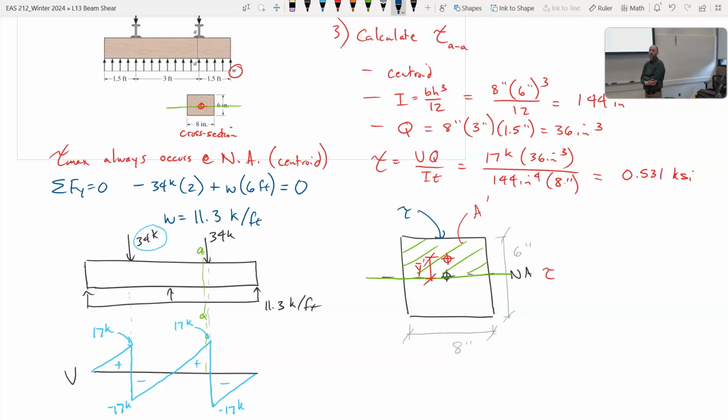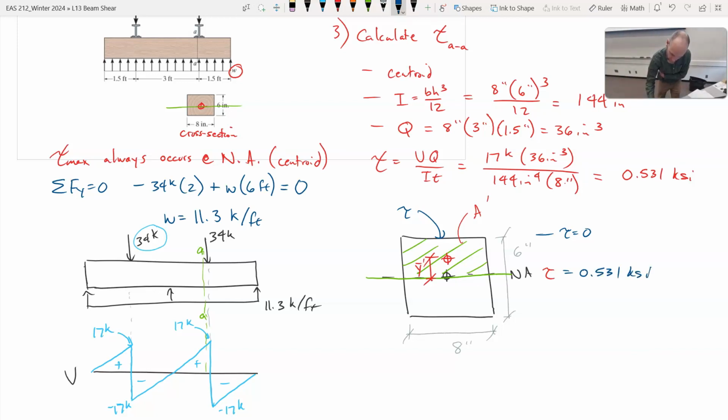Zero. And zero why? Yeah, Q is zero, because in order to calculate Q, you've got to have an area. But if you've not moved any, you don't have any area of your member, it's zero. So shear stress right here, tau equals zero. We've got tau at the neutral axis, 0.531 KSI.